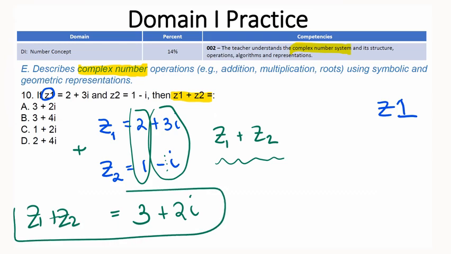Okay. Easy or difficult? All right. Good. What's the answer? A, B, C, or D? A. A is the answer.